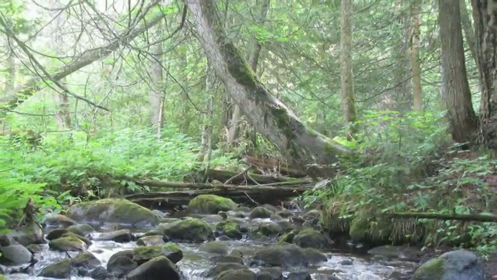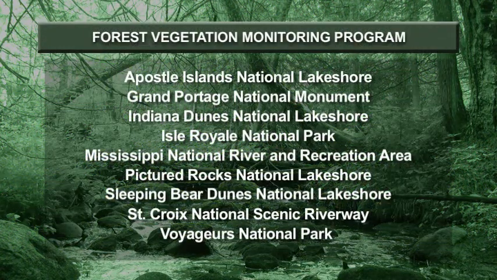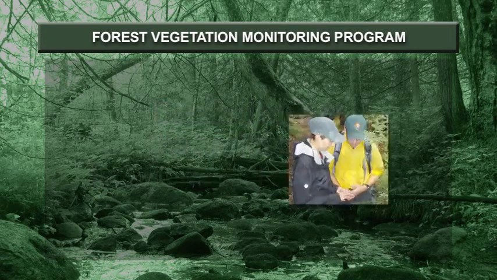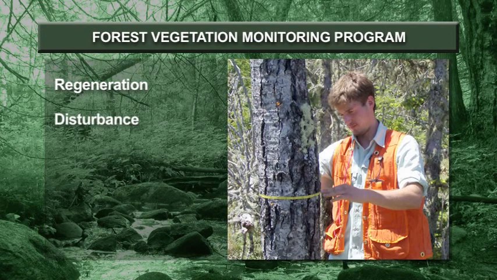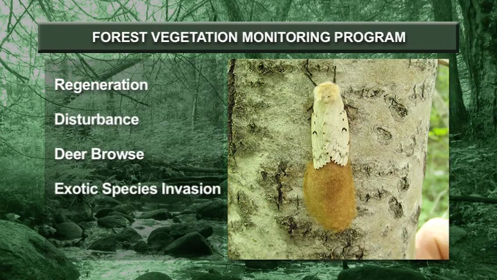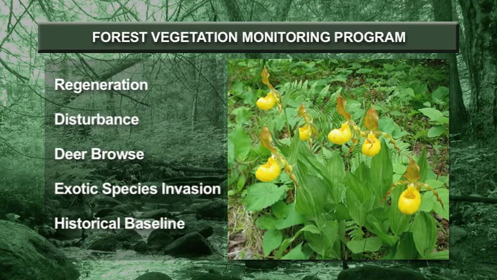In 2007, the Great Lakes Inventory and Monitoring Network initiated a long-term forest vegetation monitoring program which provides us with a detailed look at the health of the local terrestrial ecosystem. With the right sampling plans, we gain valuable information about the local climate, soils, and disturbance, as well as the effects of deer browsing and exotic species invasions in the targeted area. Equally important, it provides a baseline to track change over time.